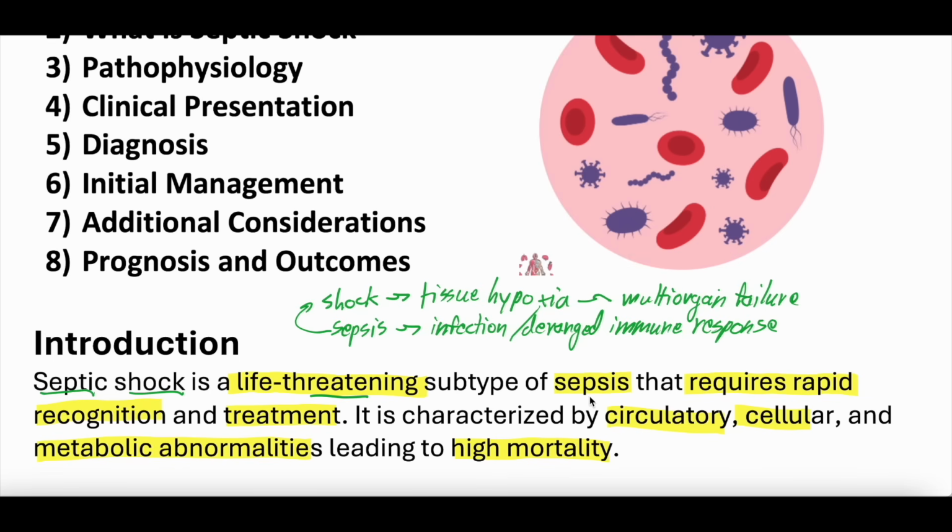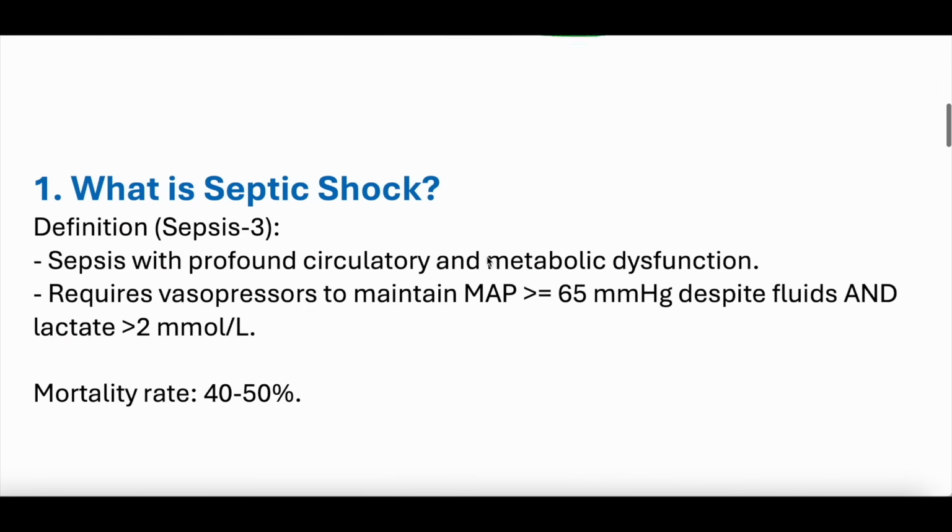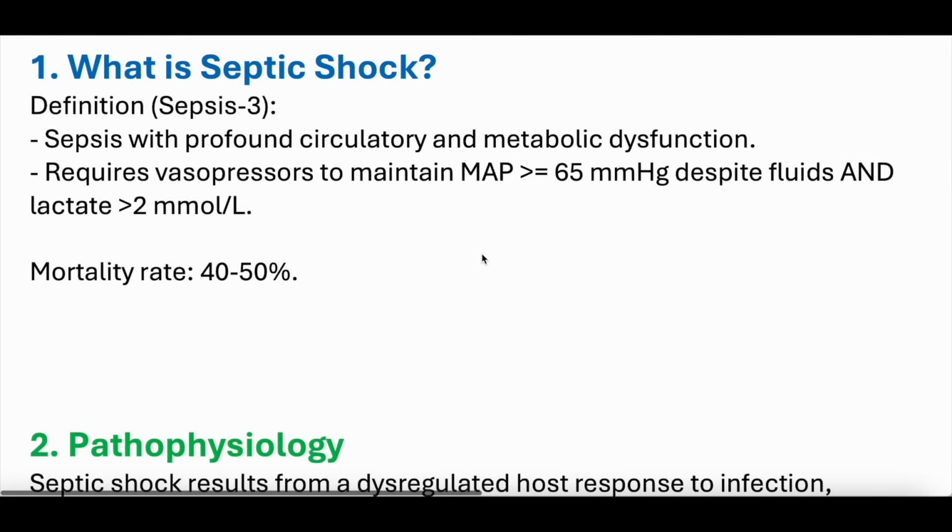And yes, it's life-threatening. Yes, it requires rapid recognition and treatment. And yes, it's characterized by circulatory, cellular, and metabolic abnormalities that can lead to a high mortality. So all of that is true. If we think about what exactly it is, well, there is a formal definition, okay? We kind of talked about the informal definition, which was sepsis and shock. Right? So it's when sepsis causes shock.